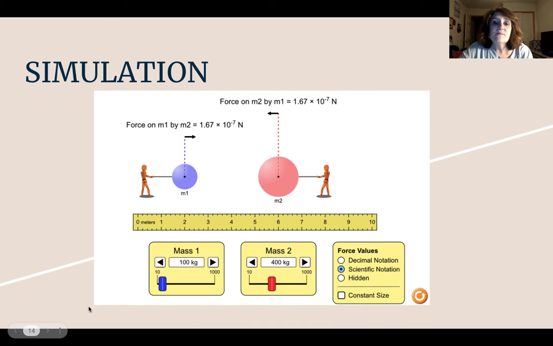I'm going to show you a simulation at the end of this video that you can actually use to help you. But this is an image of the simulation. You'll notice that you have two spheres. You have a ruler to measure the distance between them. The force is given on both of them, that will be the same, is given in scientific notation and in newtons. You can set the masses, and you do want to be sure that you have scientific notation turned on.